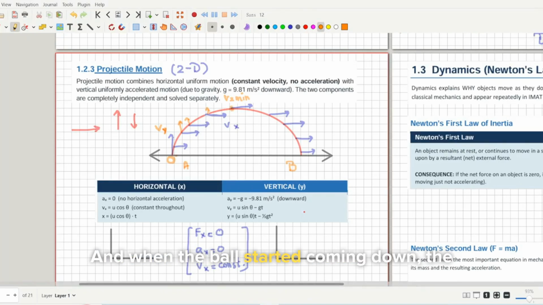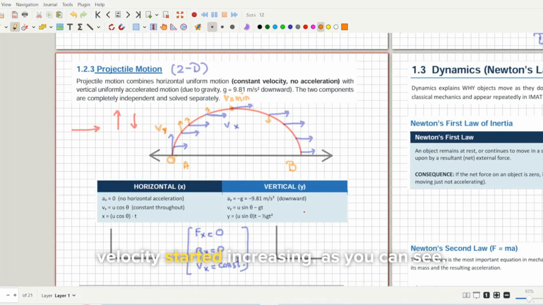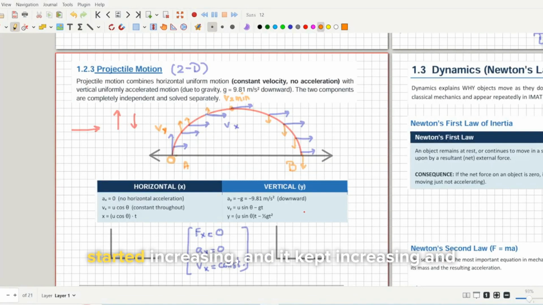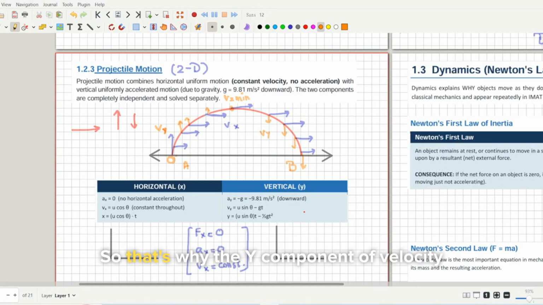And when the ball started coming down, the velocity started increasing, and it kept increasing and increasing. So that's why the y component of velocity changes while the x component of the velocity does not change at all, because in the x component there is no force acting, the acceleration is 0, while in the y component the force is the force of gravity, and because of the force of gravity the velocity keeps changing.